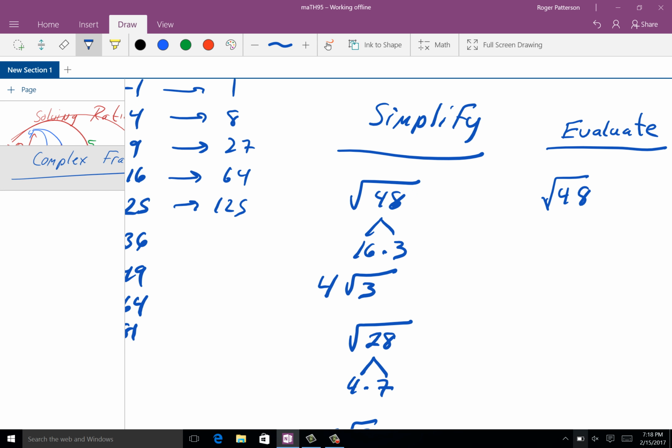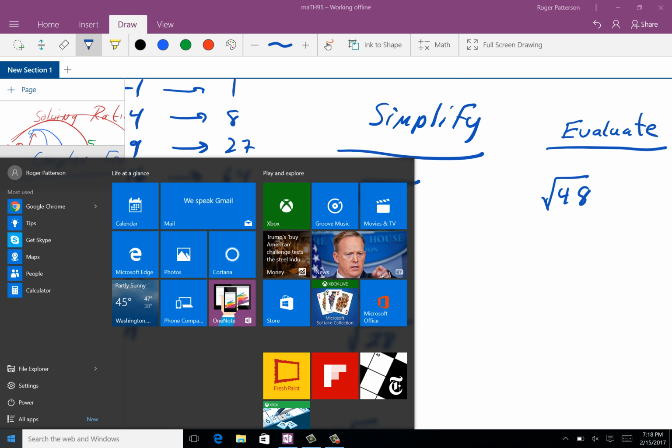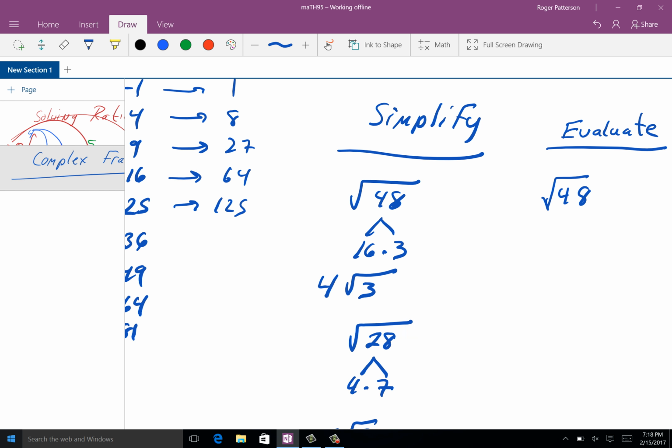So the square root of 48, well, it kind of depends on the calculator that you have. 6.928, and it keeps going, right? So that's an approximation. So evaluate gives you an approximation, which is this, and simplify gives you what's called an exact answer, which is that. Because 4 square root of 3 is an exact answer.